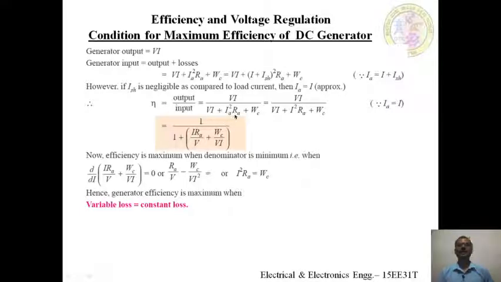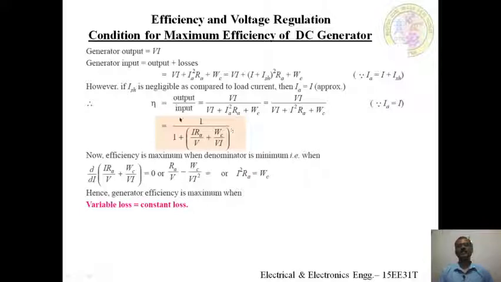Vi plus Ia square Ra plus Wc, that is Vi plus I square Ra plus Wc. Neglecting Ish, Ia is approximately equal to I. The equation will become like this by dividing numerator and denominator by Vi. We can simplify this to this way.